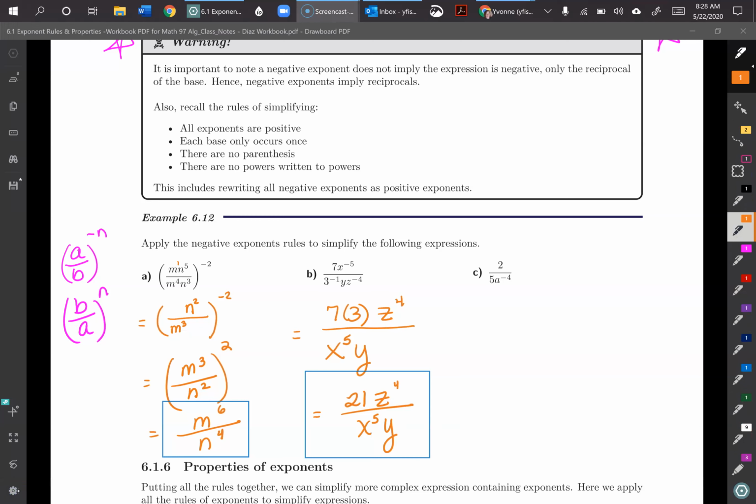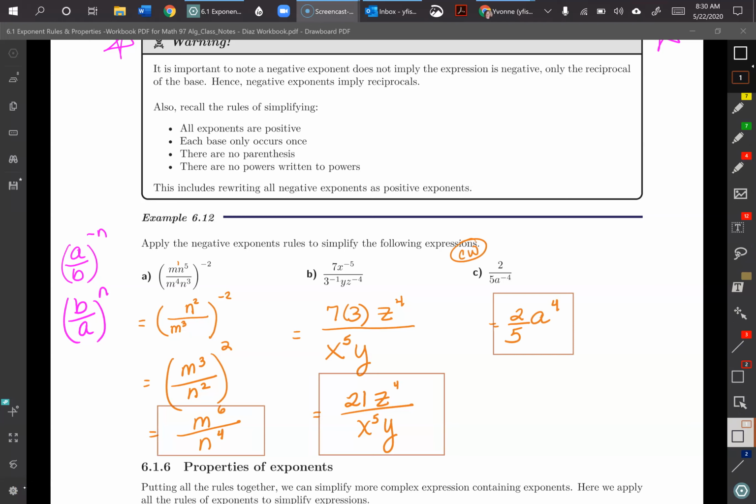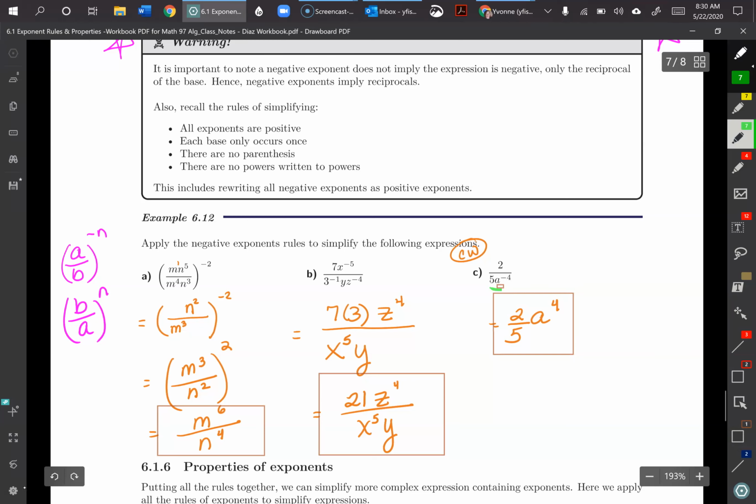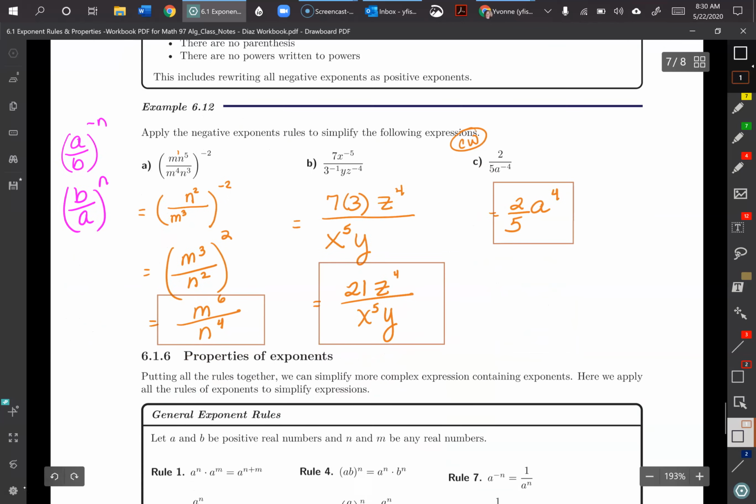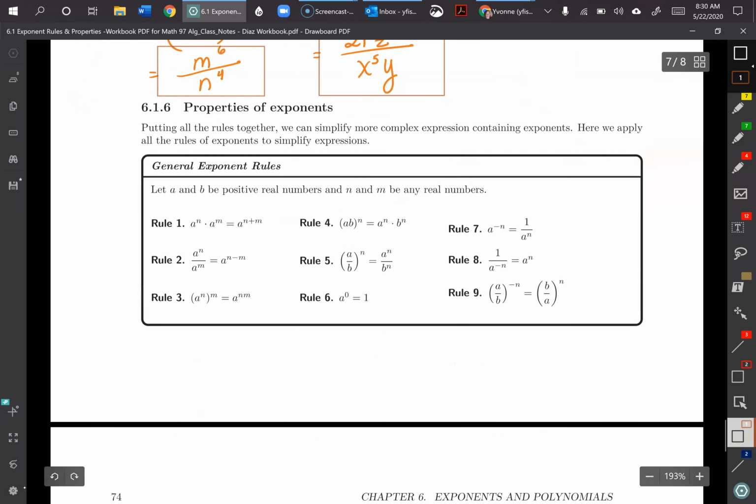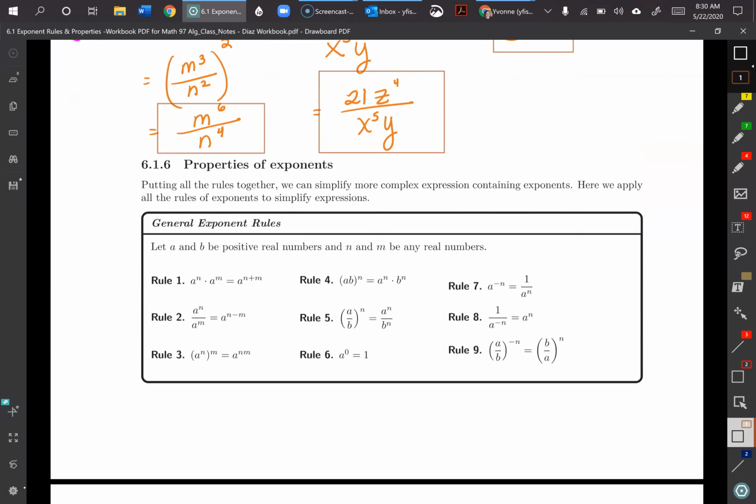So pause the video for part C and you can try that one. See if you can do that as classwork. Okay, so you should have gotten 2/5 a to the 4th. We're taking this value, bringing it up, changing the sign of that exponent. I'm also changing the color of my little boxes so they're not so distracting. The colors are more blended.